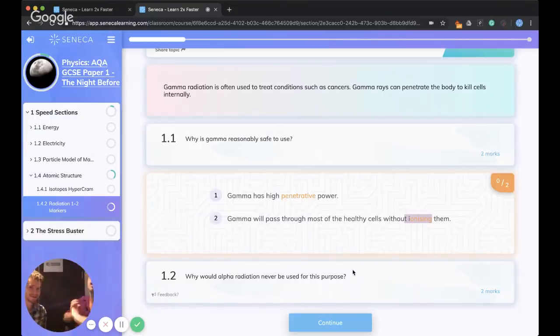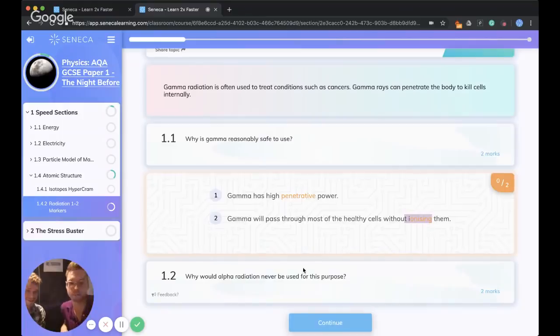Yeah, really good. And a good point to remember is that for the penetrative power and the damage, they go in opposite directions. So alpha is the most damaging but the least penetrating. Then beta's in the middle, it's chilling, having a good time. And then gamma's at the bottom as the least damaging but the most penetrative. Hard word to say, penetrative.